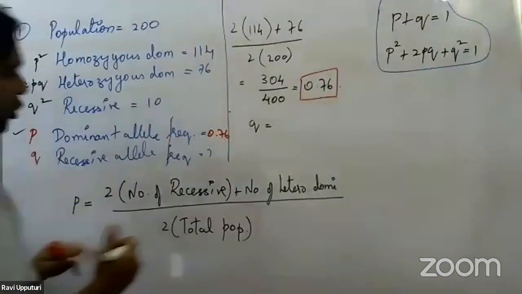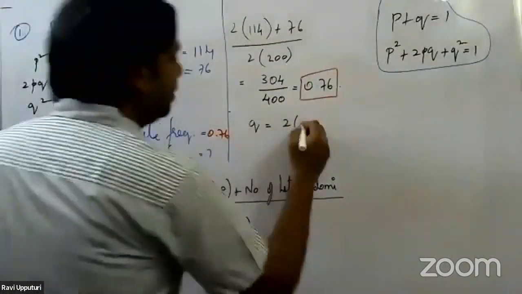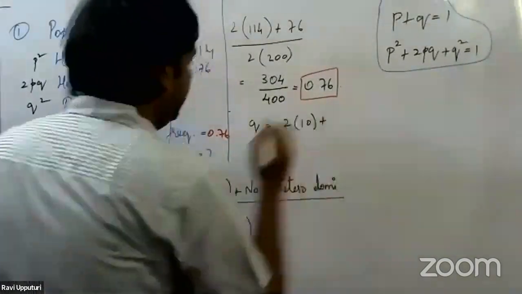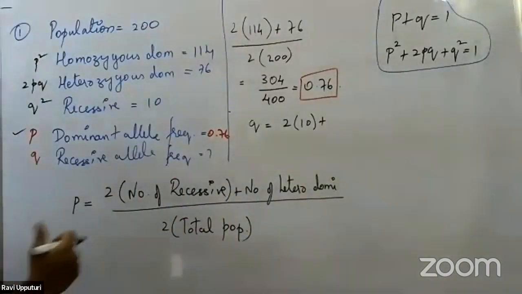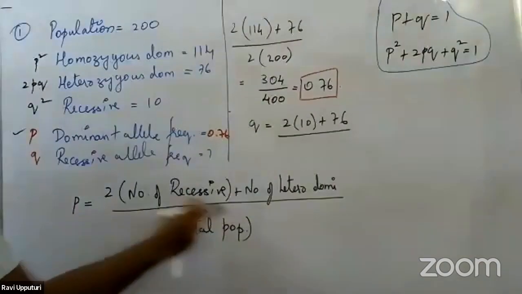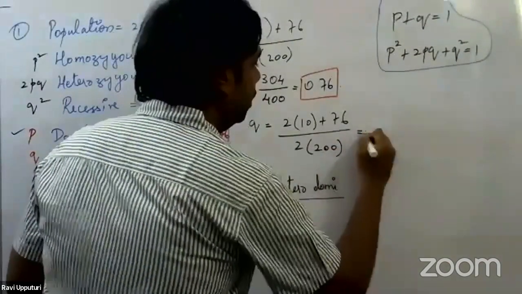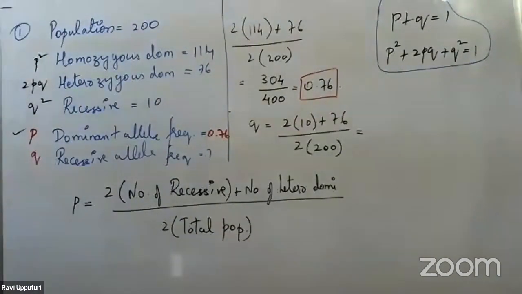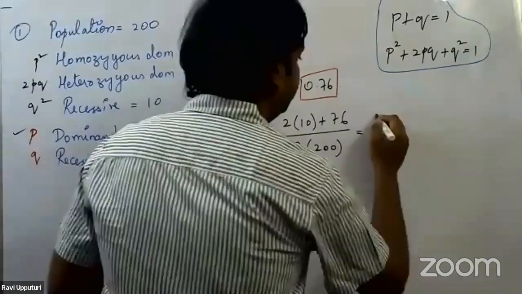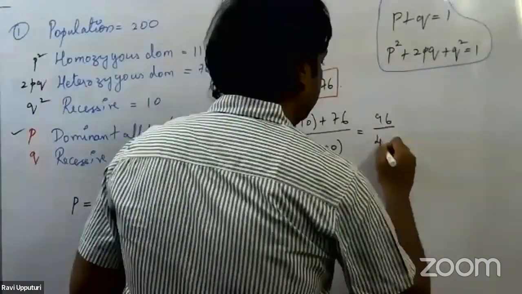So when we start substituting it again, it would be 2 into number of recessive individuals, which is 10, plus number of heterozygous dominant, which is 76, divided by 2 into total number of population, that will be 2 into 200. So when we start simplifying this, how much do we get? Here we will be getting 96 divided by 400.